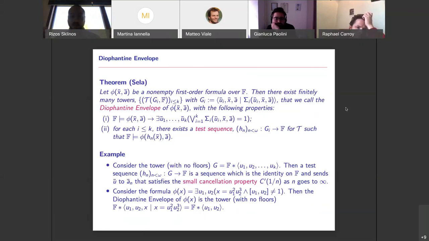what I gain is that now I know that test sequences live in my definable set. Why? What is a test sequence from the first point? It is a sequence that eventually would satisfy the small cancellation property, right? So it's going to give U1, U2 values that eventually won't commute. So that's why my test sequence will give values to X that are going to live in this set. And that's an example of a Diophantine envelope, and why we want to pass from definable sets that we don't understand well to towers that at least we understand, where we have some geometric intuition of the solution set. They are test sequences.